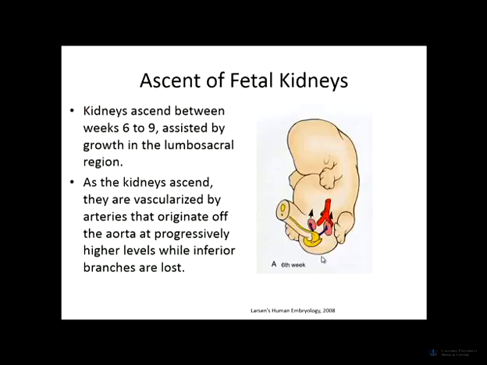So the kidneys initially start out in the pelvis, and they ascend within the embryo between weeks 6 to 9. There's also embryonic growth in this direction, so the lumbosacral region is growing and extending down. And as the kidneys ascend, they're vascularized by arteries that originate off the aorta. And so higher connections are established while inferior branches are lost as the kidneys move up into the lumbosacral area.